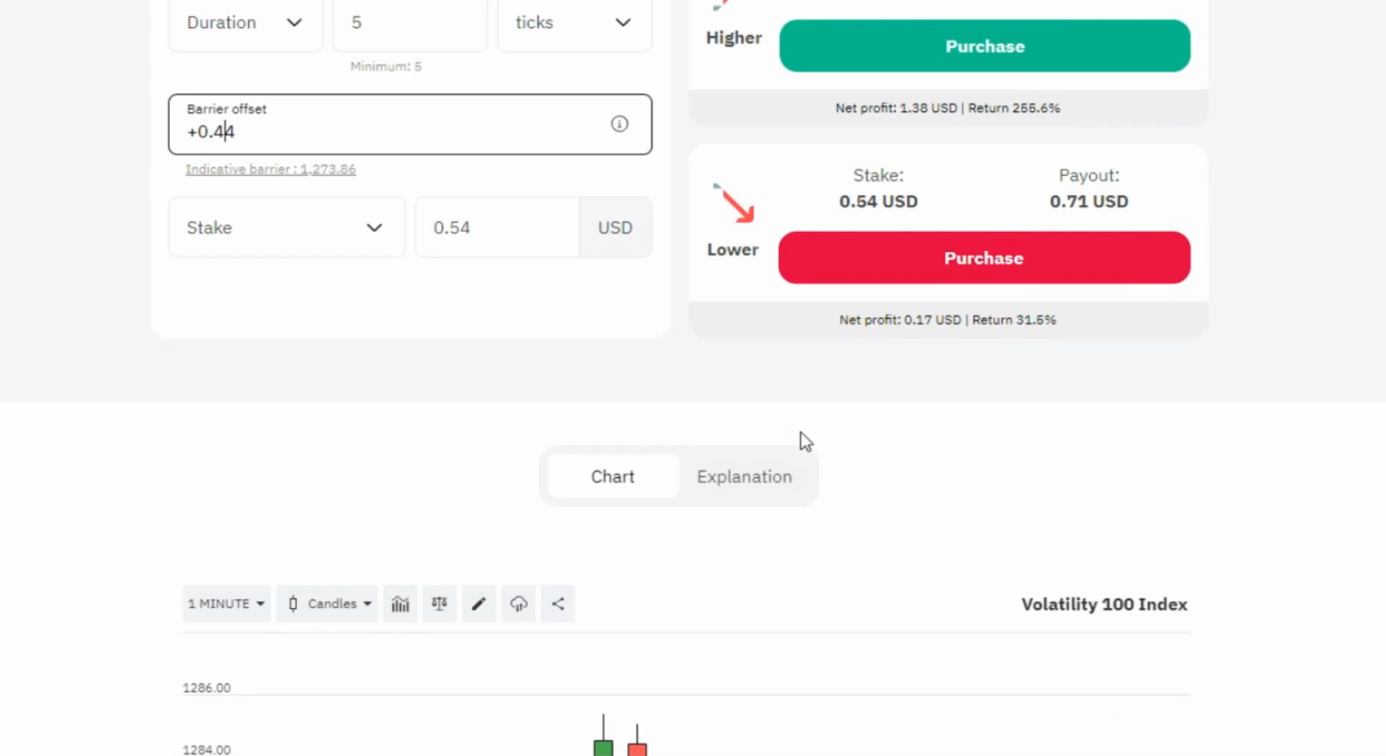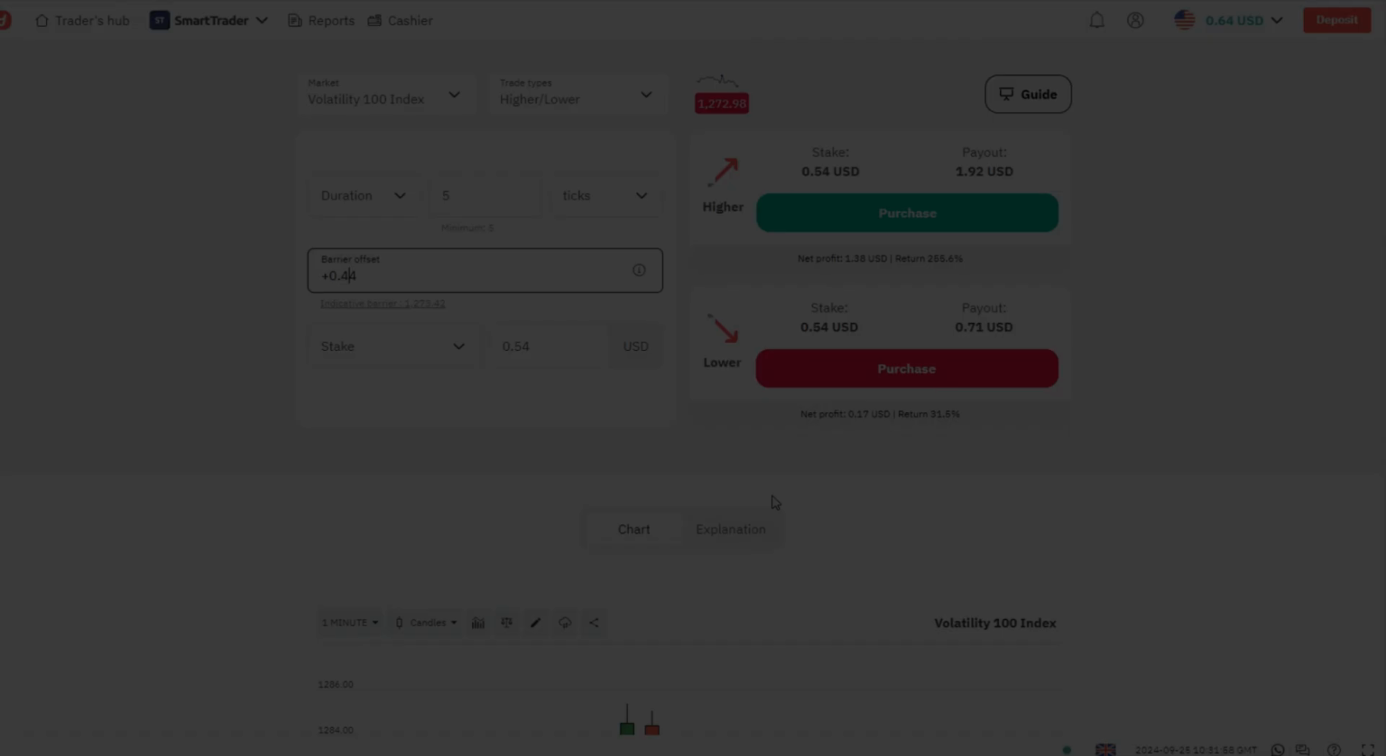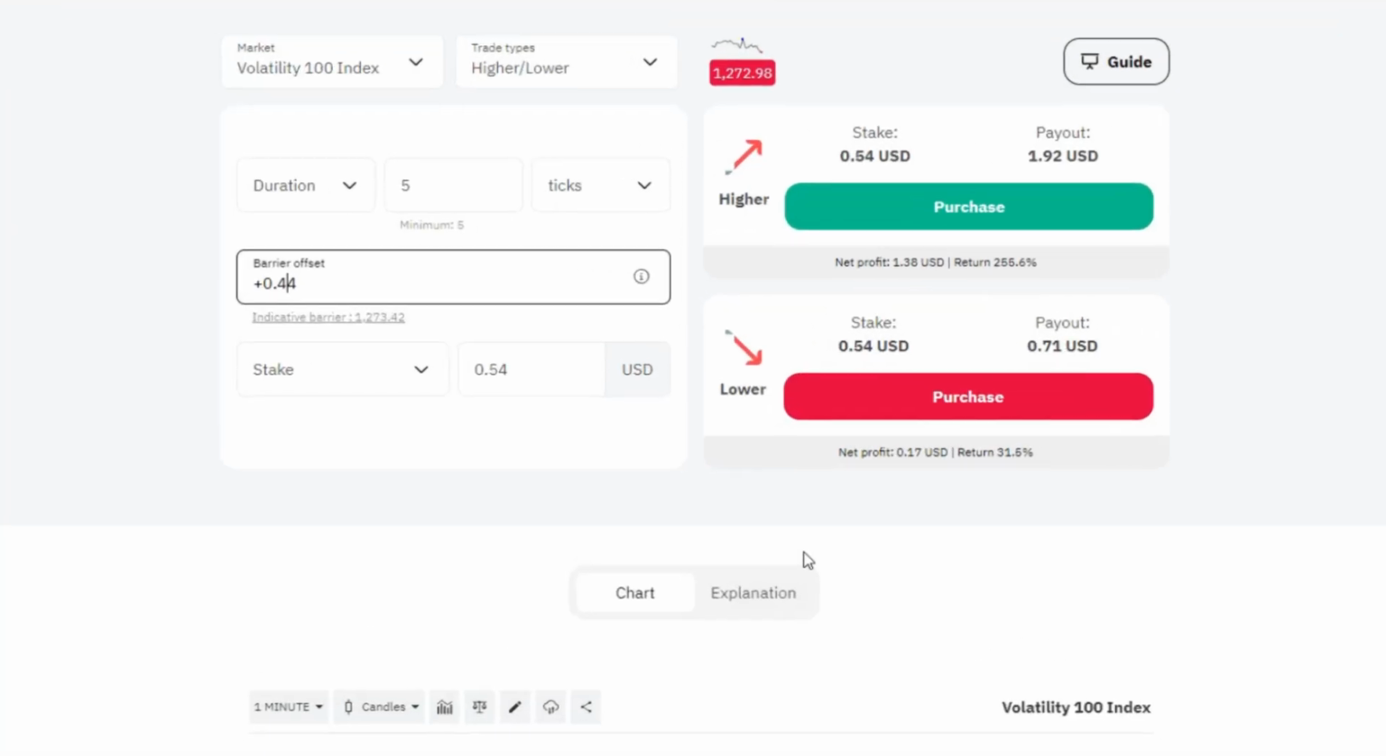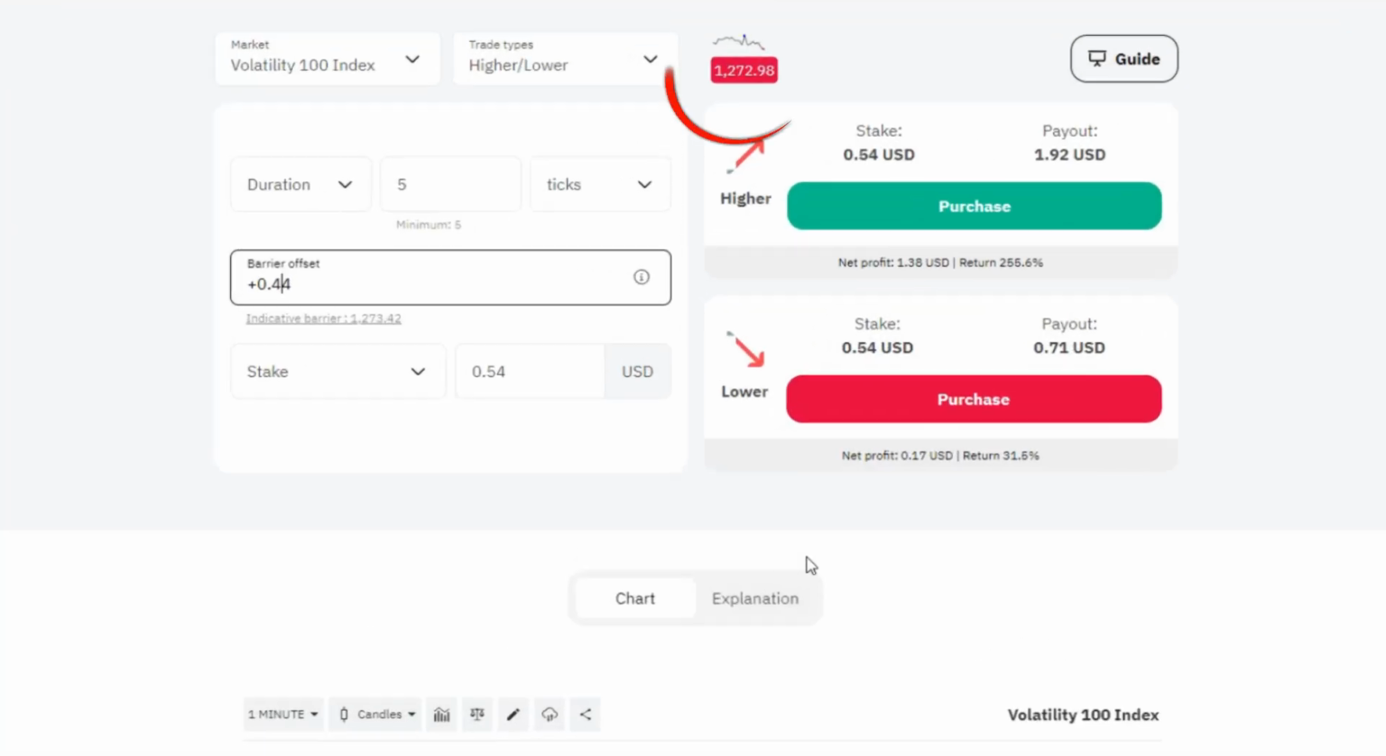Make sure to adjust the barrier to a positive value. Plus, if you're planning to place a lower trade, this will align the trade with the expected price movement. Next, pay close attention to the final digit here. If the number 9 appears in red, that's my signal to execute the trade.